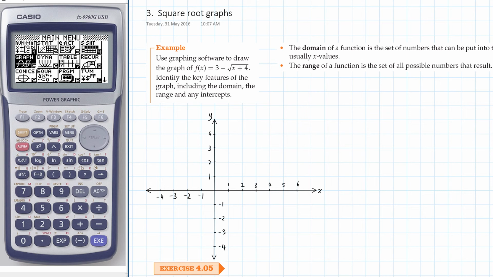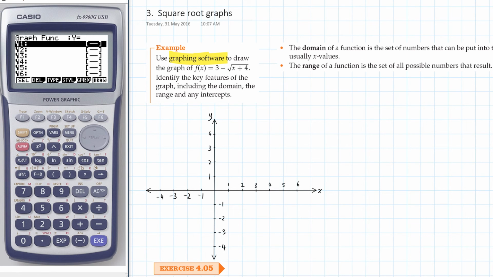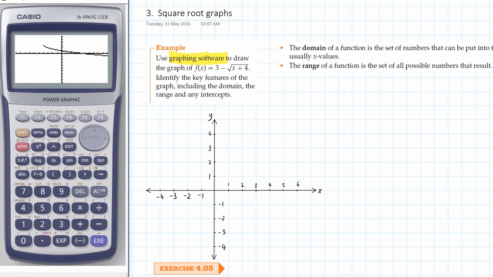In this video we're going to look at square root graphs, and in particular how we can use graphing software, so in your case your graphics calculator, to draw this graph. So this is a square root graph, and we're going to use graphs mode. Putting in this graph, we've got 3 minus square root, and it will put the stuff inside the square root in brackets so it knows to square root it all. So that's x plus 4. And then we'll just have a look at what it looks like. So there's what the graph looks like, but as I've said in class, that's not particularly useful. We want to be able to plot this on a graph.